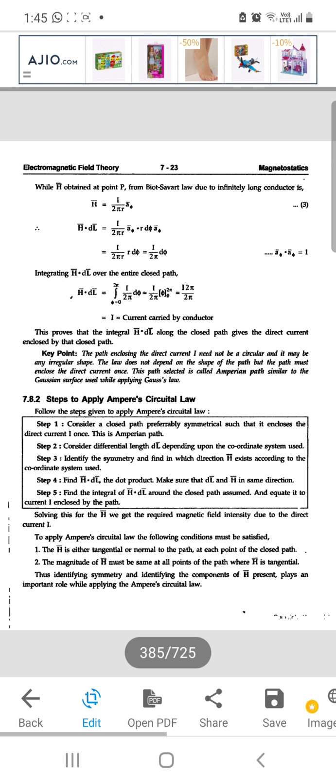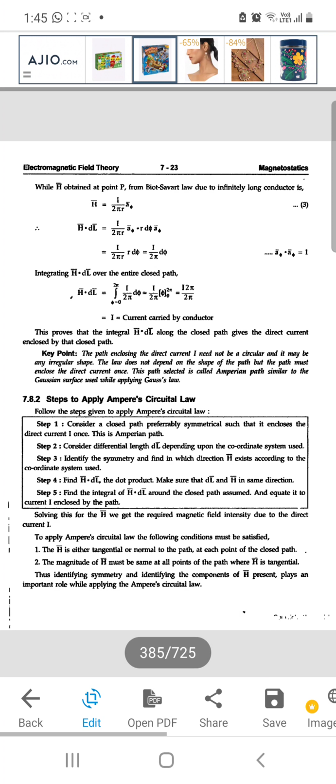Now for the proof, we considered the path selected to be an Amperian path, which is similar to a Gaussian surface, which you use with Gauss law for finding electric field intensity in complex problems. Similarly, here we will be using a term called the Amperian path.